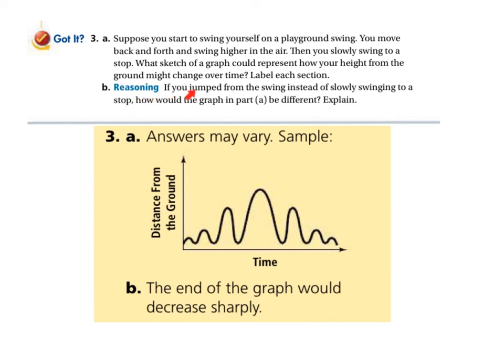Part B, if you jump from the swing instead of slowly swinging to a stop, besides a broken leg, how would the graph in part A be different, and explain? So the end of the graph would decrease sharply. So let's say you got to the height of it, right? It wouldn't go straight down because you still have that time piece where you're moving forward, because you're not immediately on the ground, right? But it would be kind of like a line going boom into the ground. And this time it would actually hit the ground instead of going back to the leg room space. So boom, hit the ground, right? So that's what you're looking for there.